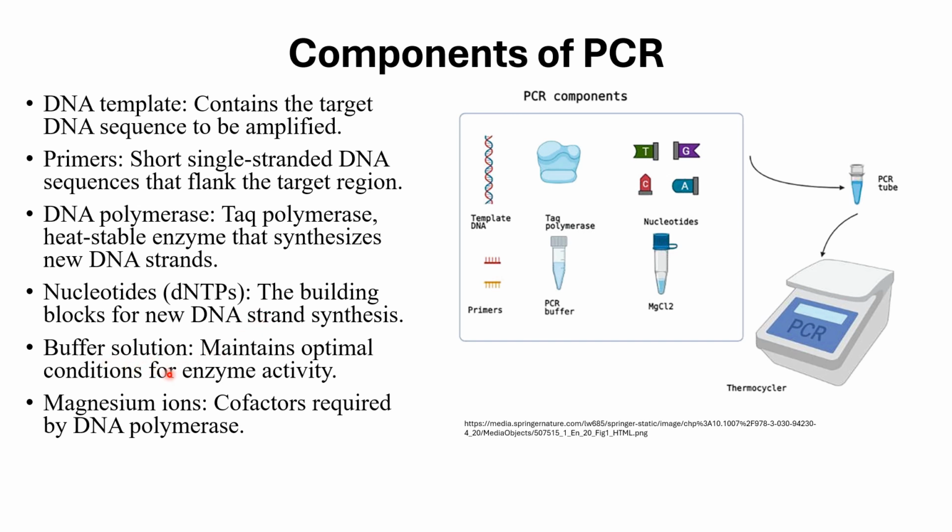Then we of course require a buffer solution to provide adequate conditions for the Taq polymerase, and magnesium ions, which are usually cofactors required by the DNA polymerase, and of course our thermocycler. So all these things are mixed in a PCR tube and placed in the thermocycler.